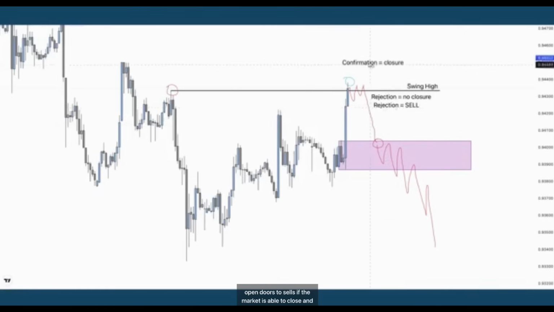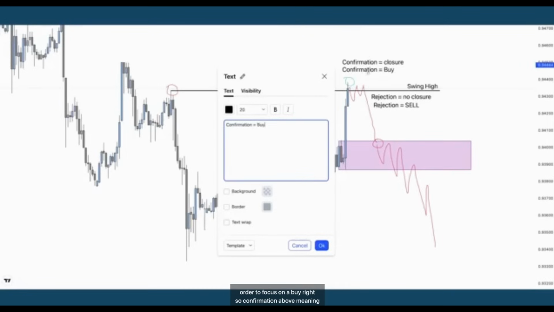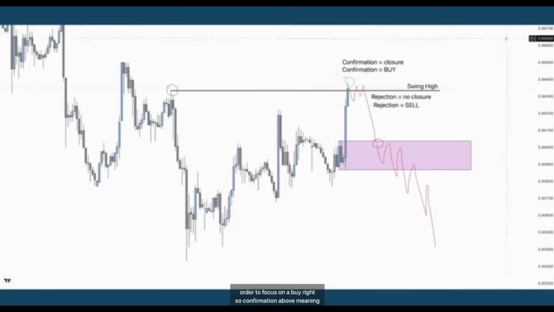So a rejection would potentially open doors to sells. If the market is able to close and give us the confirmation, that would give us what we need in order to focus on a buy, right? So confirmation above, meaning if we just ended the hour exactly where we are now, that would be confirmation for us to buy this market. If we reject and we close beneath, well, then that would be a rejection. That's not a confirmation. That's not a closure. The closure's failed. And we've actually just seen rejected price action up there, which means instead we could look for a sell. Okay, so let's take a look at how this plays out then.